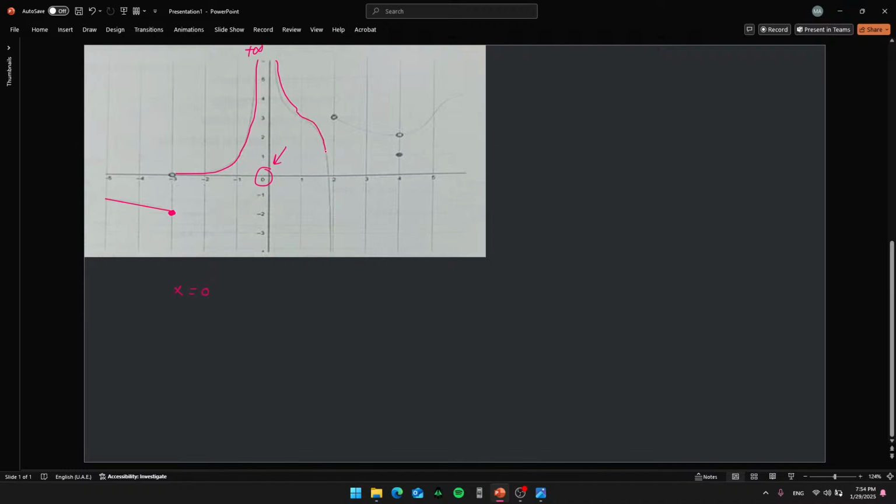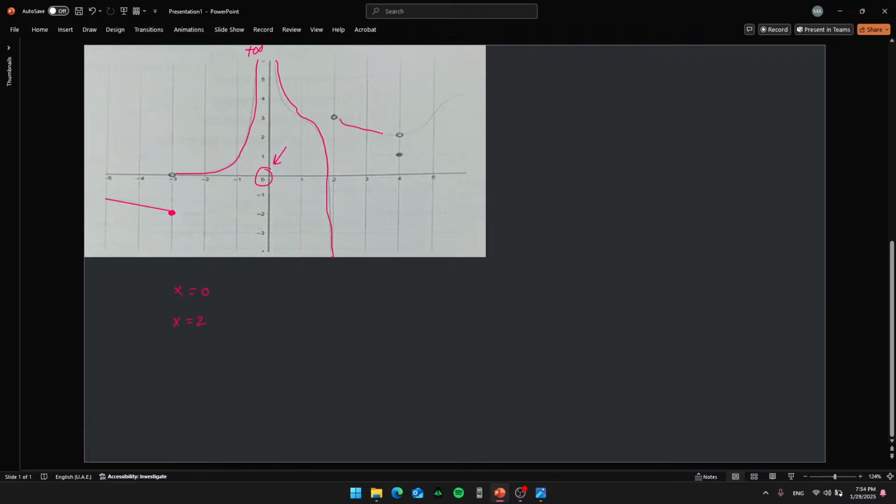So let's continue. Same thing here. I have to lift my hand and go to this point, and this point is not filled. You see this circle is not filled. So it's undefined at x equals 2. So at x equals 2, it's not defined also.